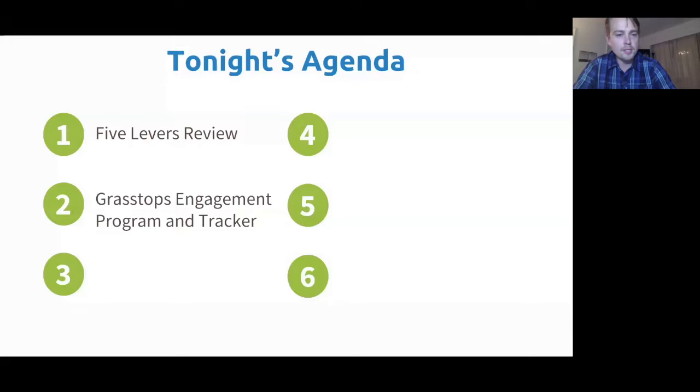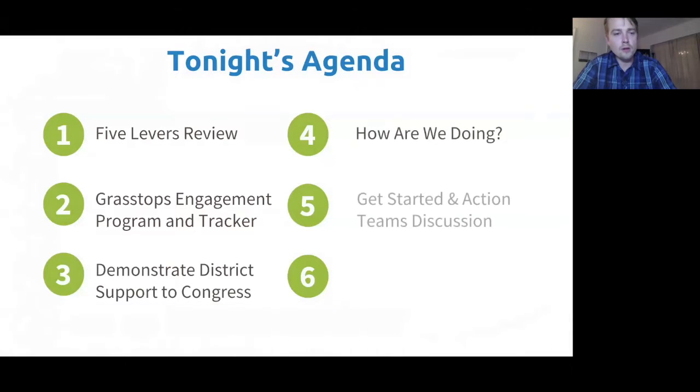To do that, we have a pretty straightforward agenda. We're going to start with a review of the 5 levers and where tonight's discussion fits in. We'll jump into talking through the Grasstops engagement program and the tracker tool. Todd will then discuss demonstrating district support to Congress and the many ways that that can be done, as well as assessing how we're currently doing, where we have strengths, where we have ongoing growth potentials, and then help you all get started to jump in and feature some of the action teams that Todd also helps run. And then after Q&A, we'll jump into a partner exercise.